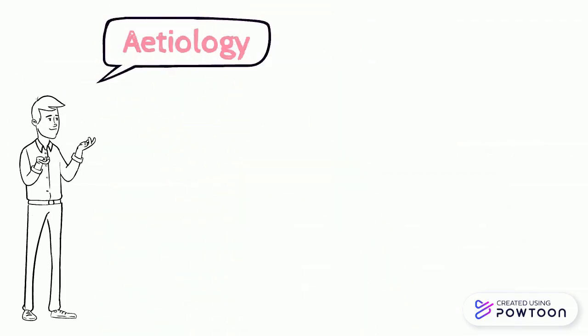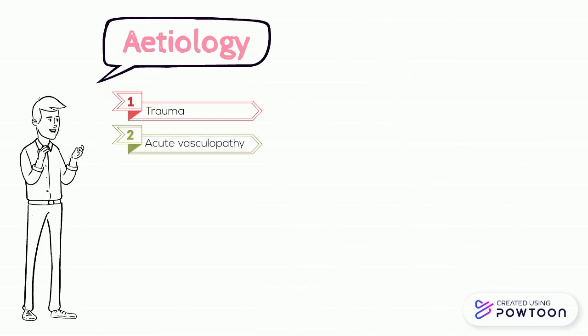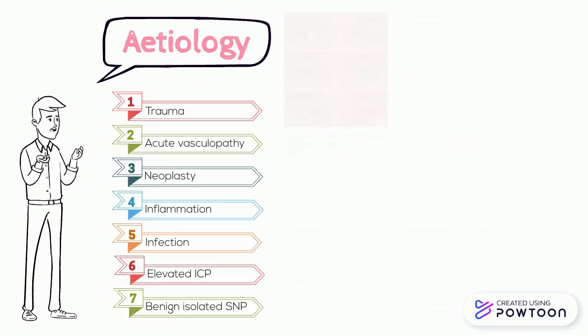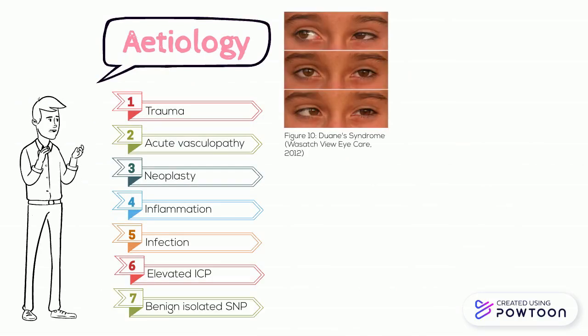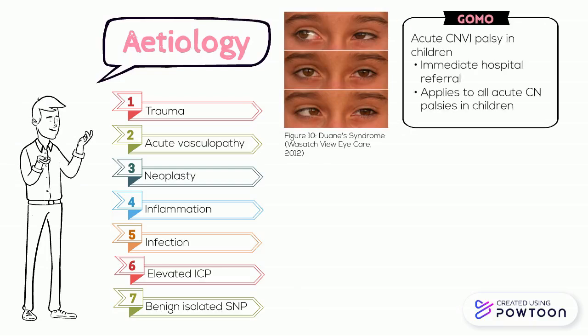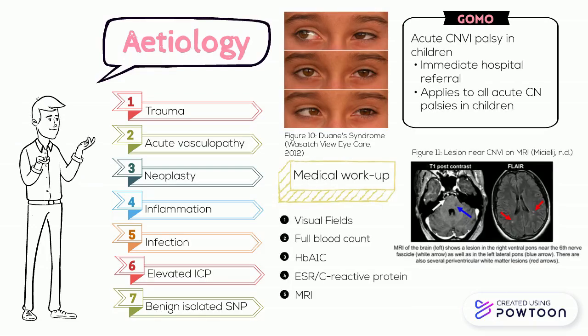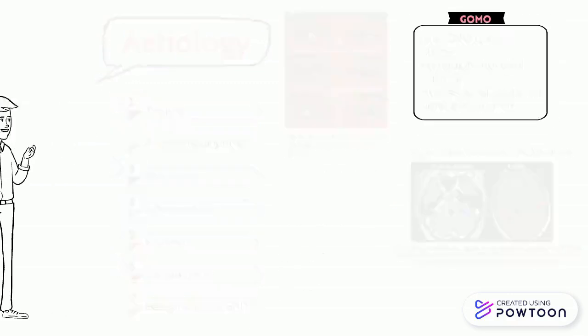Etiologies of acquired SNP include trauma, acute vasculopathy, neoplastic SNP, inflammation, infection, elevated ICP, and benign isolated SNP in cases of severe sinusitis. Duane syndrome must be differentiated as it can cause congenital abduction deficits. Acute SNP in children must be immediately referred to the local hospital, and adult patients with acute SNP must follow diagnostic procedures within the week. The following should be performed, and an MRI is required to rule out or confirm a neoplastic etiology.